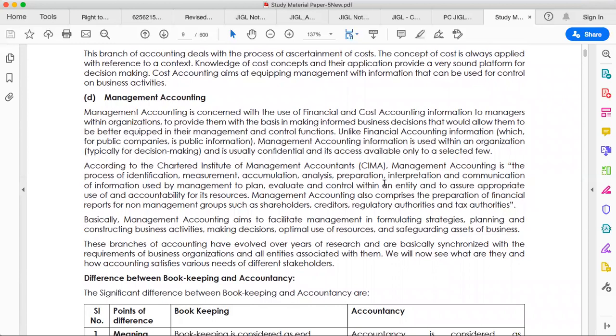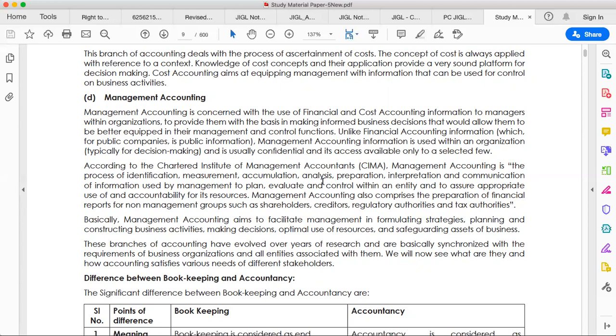According to the Chartered Institute of Management Accountants, like our institute, management accounting is the process of identification, measurement, accumulation, analysis, preparation, interpretation, and communication of information used by management to plan. So you measure, you accumulate data, you analyze the data, you prepare, you interpret, and you communicate this data to the management. Why? They use it to plan, evaluate, and control within an entity to assure appropriate use of and accountability for these resources. So what we say is optimum utilization of the resources.